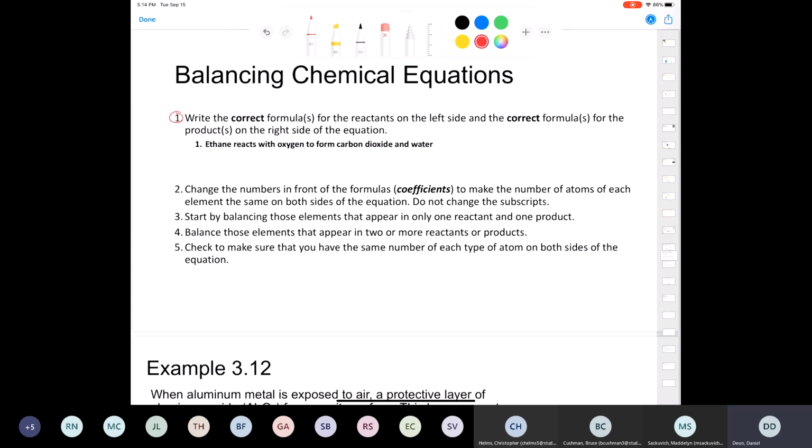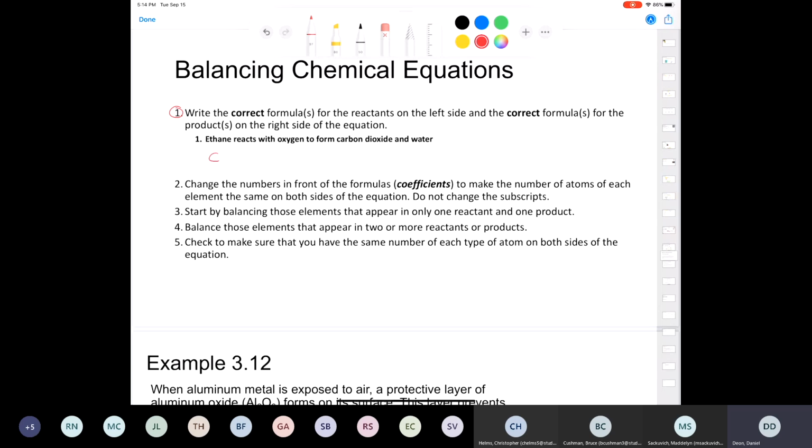Here's an example. It says ethane reacts with oxygen to form carbon dioxide and water. I would not expect you to know what the molecular formula of ethane is, okay? I'll tell you right now, the formula of ethane is C2H6, and I'll help you out. It's a gas.